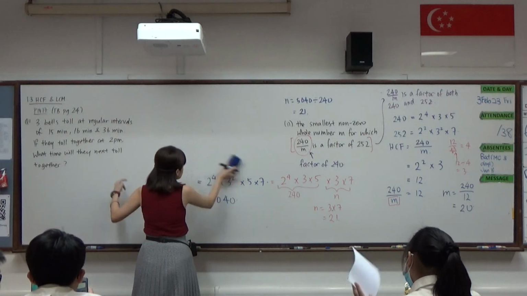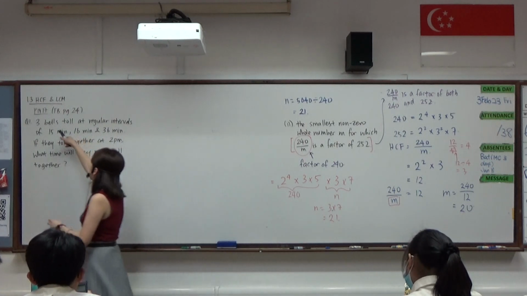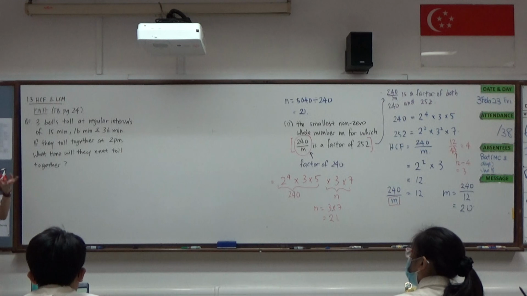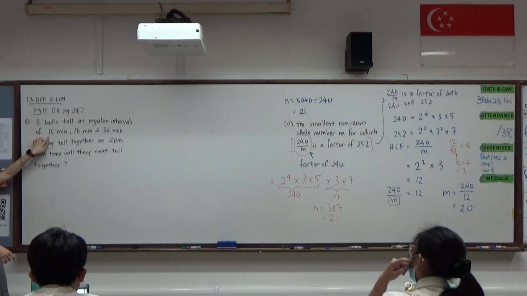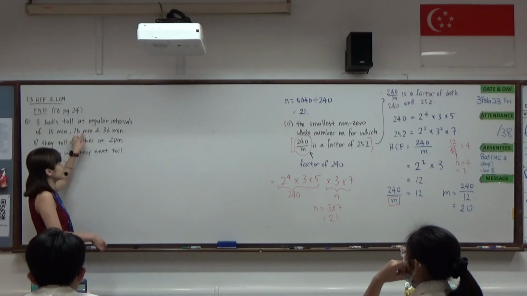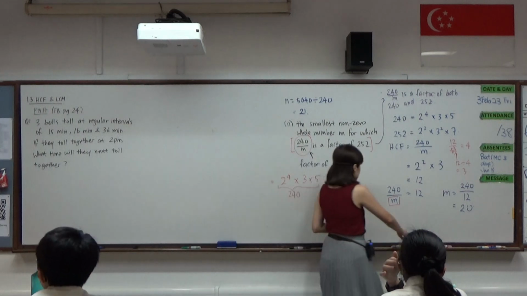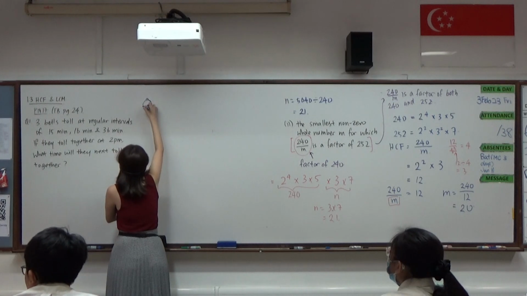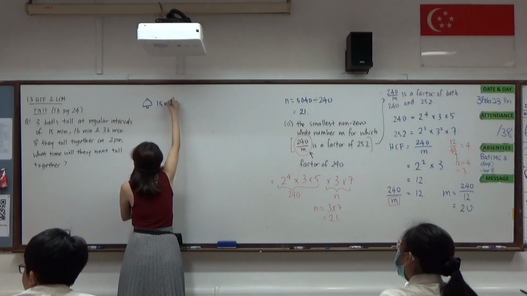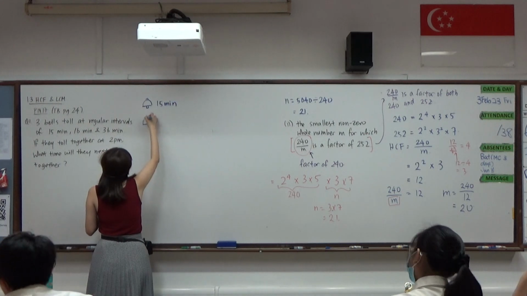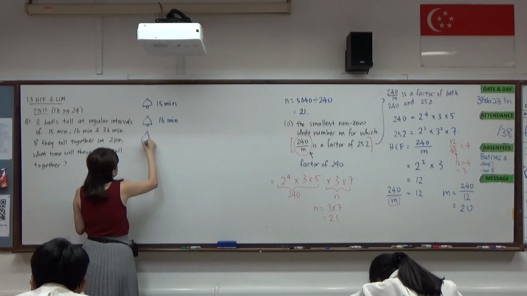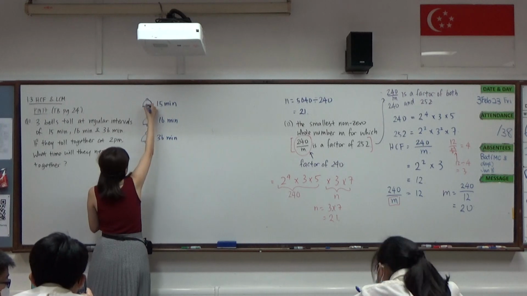First of all, what does the question mean when we say 3 bells toll at regular intervals? What is tolling? Yeah, Xavier? Ringing. So that means 3 bells are ringing, and they ring at different timings. One rings every 15 minutes, the other one every 16 minutes, and the other one every 36 minutes. If I were to draw this out, pardon my very poor drawing. If you find drawings good for you, you can also draw it out. So 3 bells: 1, 2, 3.